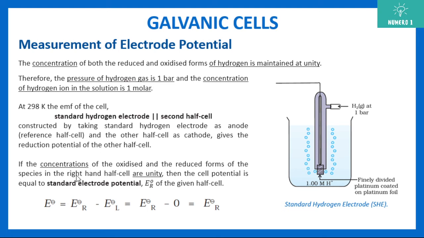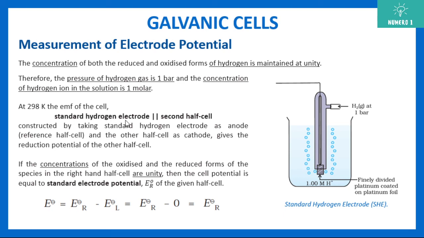So what we are measuring here is the standard electrode potential. E cell is any electrode potential. When we say standard, we put a naught on the top. So E naught is equal to E naught right minus E naught left. E naught right is the second half cell, and E naught left is the standard hydrogen electrode.